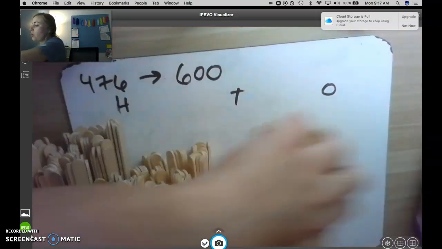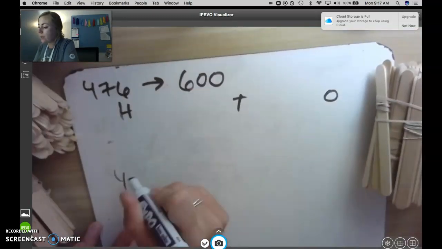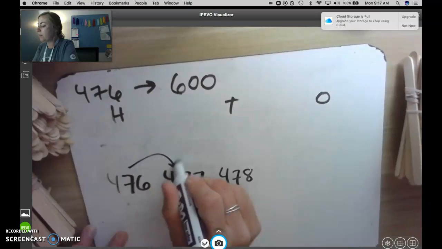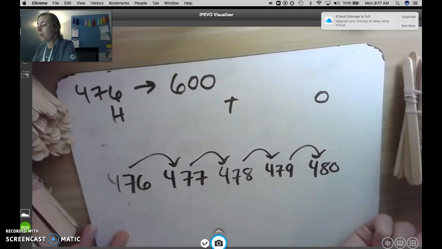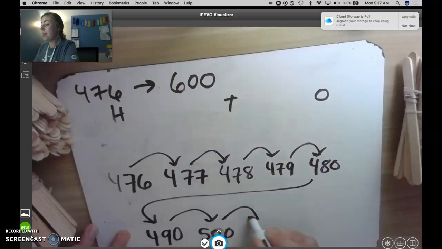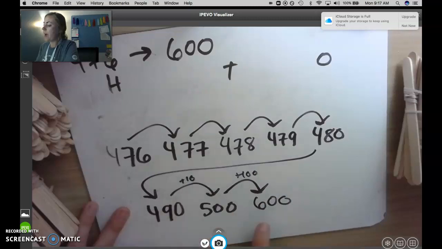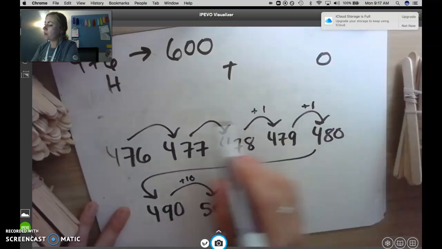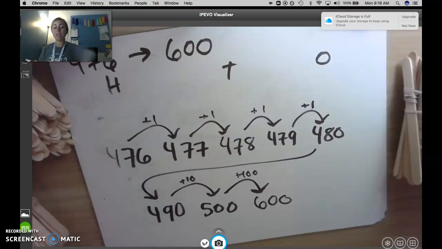So let's write exactly what we just did. I'm going to move these out of the way. We had 476, 477, 478, 479 to 480. Then we counted by tens, like over here, 490 to 500. Then we counted by hundreds to 600. So we added 100 here, a group of 10 here, and we added just 1 for these. So we counted by ones, tens, and hundreds to get from 476 to 600.